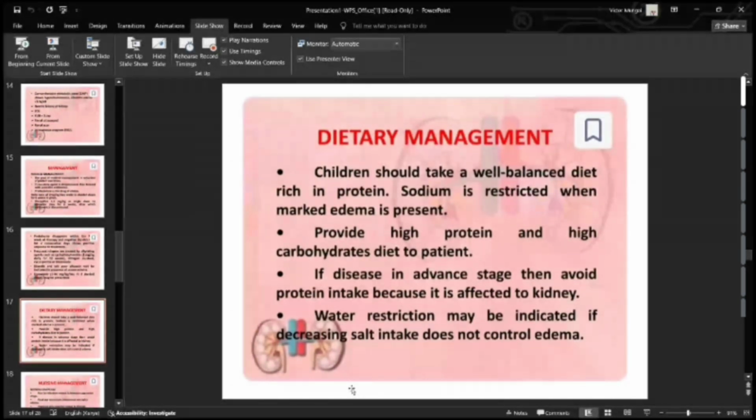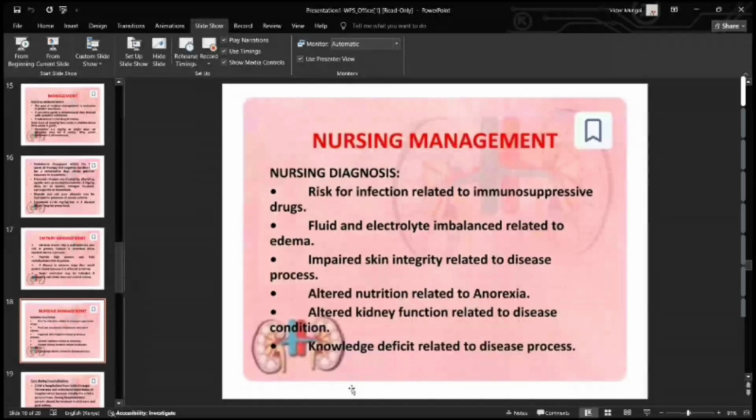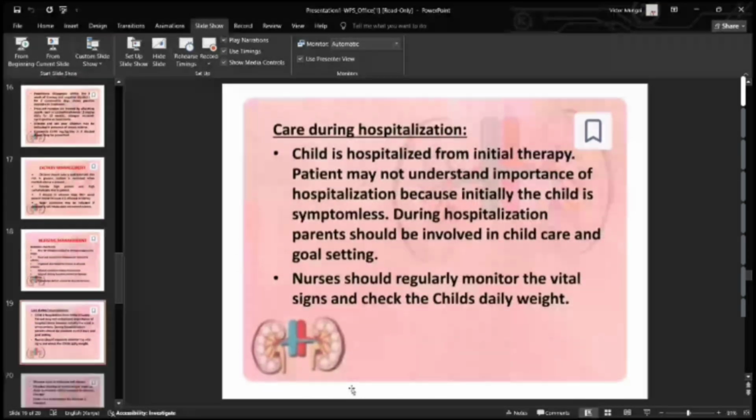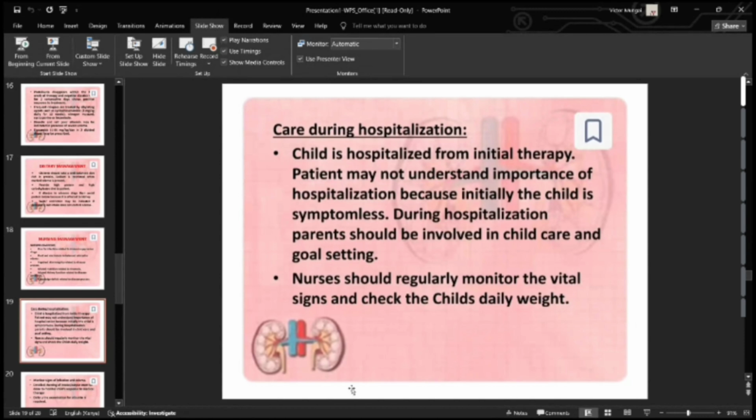Nursing management. This is just the nursing care plan. The diagnosis: risk of infections, fluid and electrolyte imbalance related to edema, impaired skin integrity related to disease process, altered nutrition related to anorexia. These are the symptoms I was mentioning above. And then care during hospitalization is the same as management, as I've just mentioned.